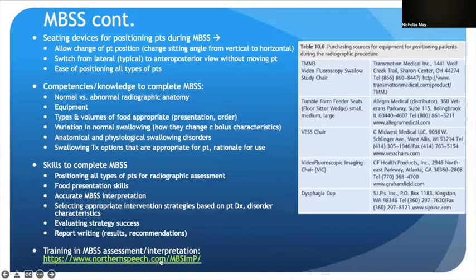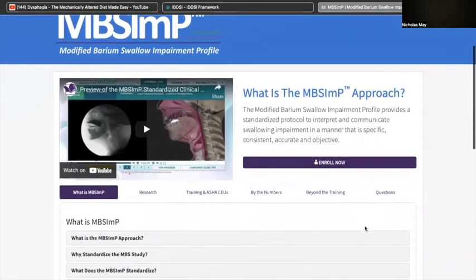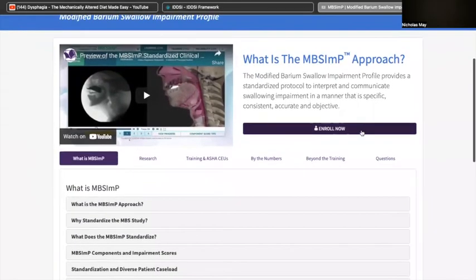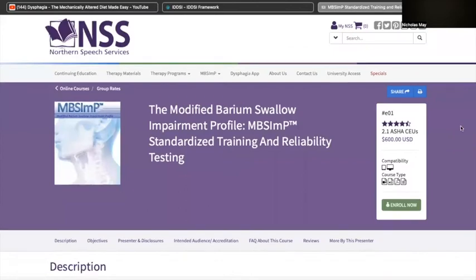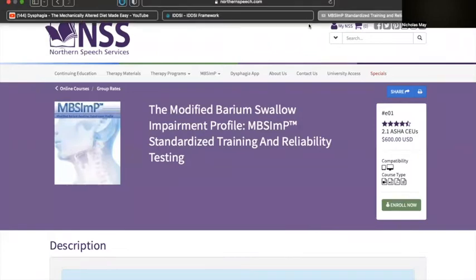And this is a very good resource for training. It's a bit on the expensive side, but it does a very thorough job. Here's the website for the Modified Barium Swallow Impairment Profile. There is a little information about that, and you can enroll if you wish. And as I said, it is a bit pricey, but it is a good training program.